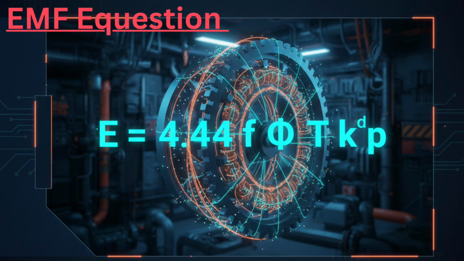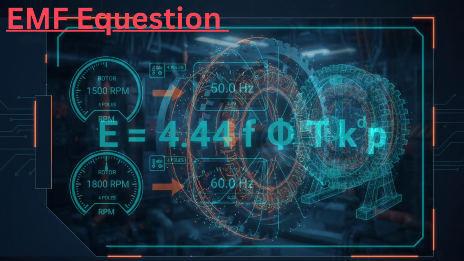EMF equation. From theoretical analysis, the generated EMF per phase of an alternator is given by the equation E equals 4.44 multiplied by frequency, flux per pole, number of turns per phase, and the winding factors, which include distribution factor and pitch factor. This equation clearly shows that voltage depends on magnetic flux, speed, and winding design. Increasing excitation increases flux and therefore voltage, while reducing speed lowers frequency. For ETO candidates and marine engineers, this equation explains why voltage collapses when excitation fails or why abnormal frequency occurs when engine speed is unstable.